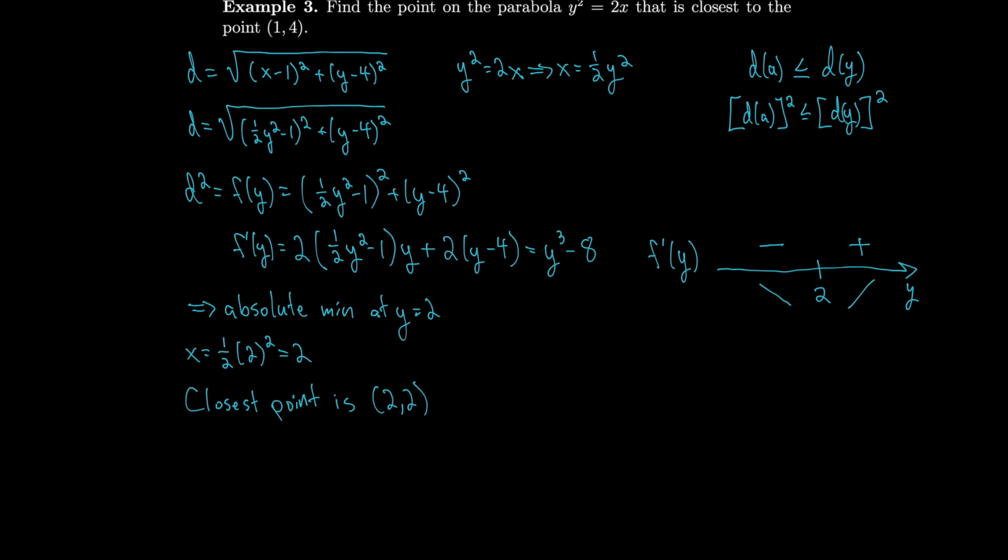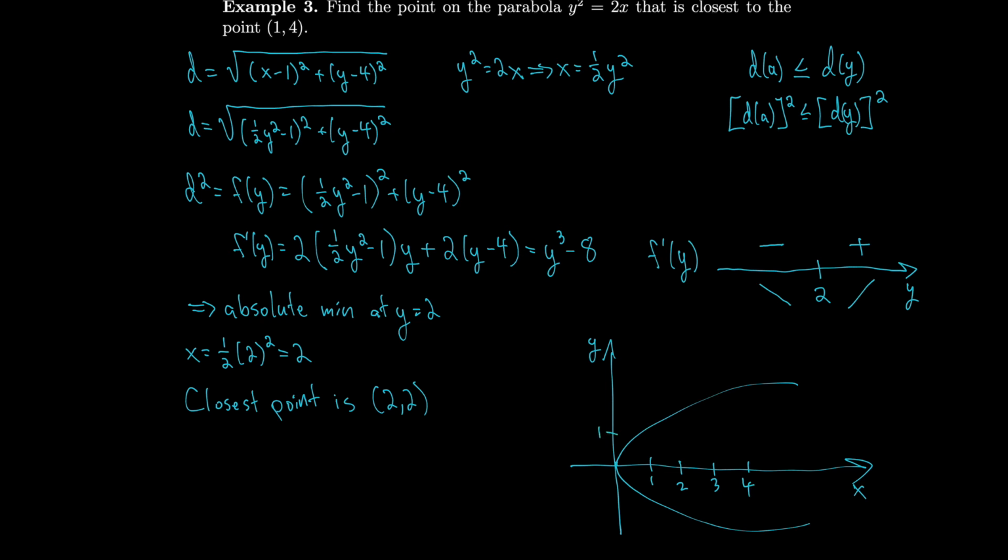If we look at a graph of this, it looks something like this. So we have a nice sideways parabola. And let's say here's 1, 2, 3, 4. Here can be 1 over there. So here's the point (2, 2). And you can see it makes sense. That'll be the closest point to, say, over here, (1, 4), for y squared equals 2x.